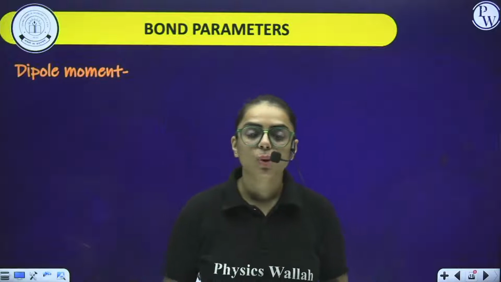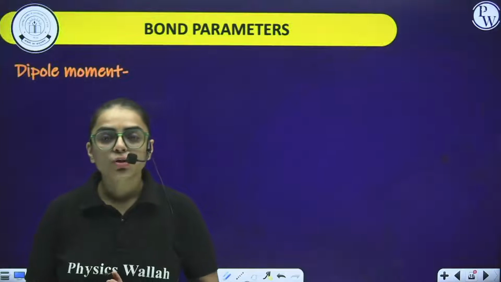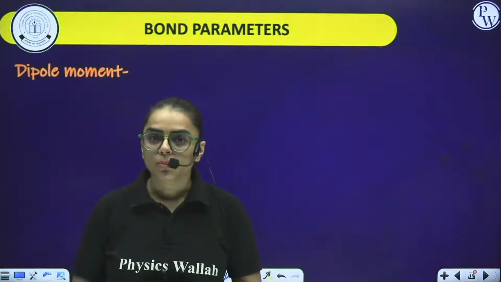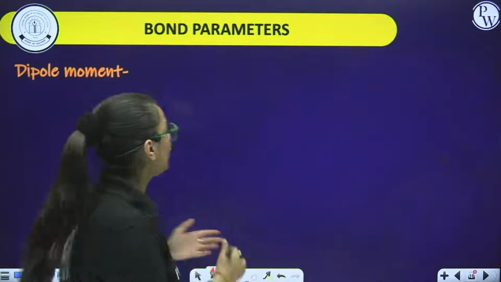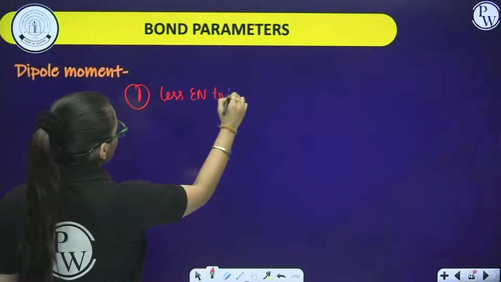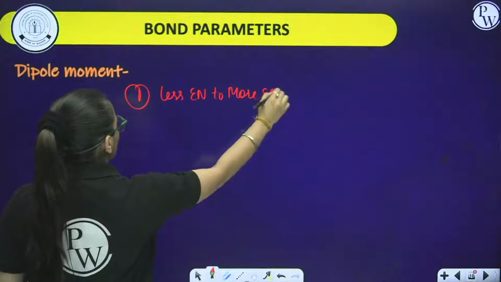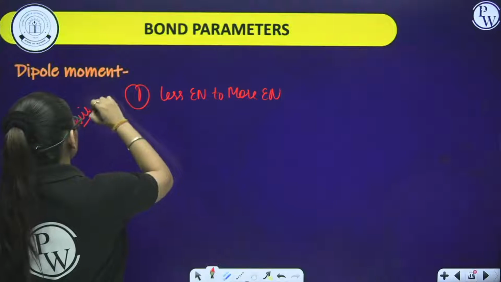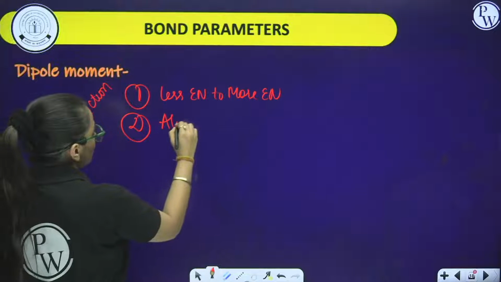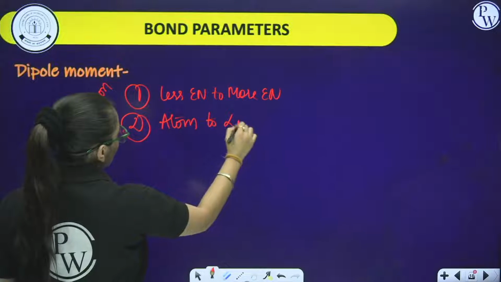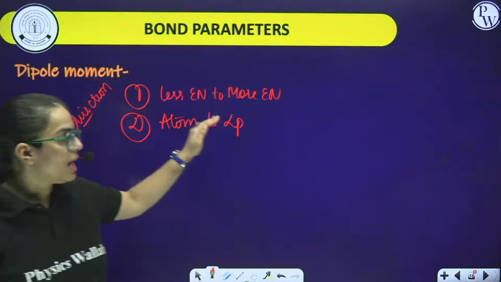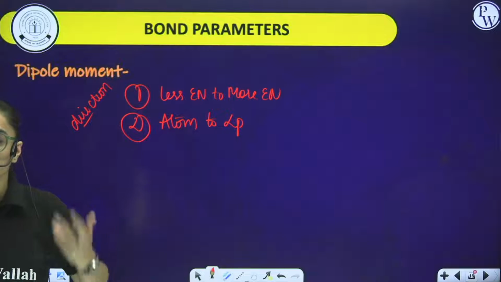Now, students, comes the dipole moment. Dipole moment, basically, you have studied in your physics also. But over here, let me tell you about dipole moment in detail. How can you explain dipole moment? See, you depict the direction from the less electronegative atom to the more electronegative atom, or from atom to lone pair. By this way, you can determine the dipole moment. If you are provided any molecule, just put the arrows, and you will get your answer.